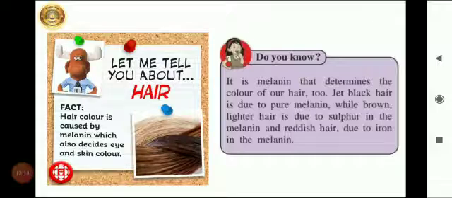Do you know it is melanin that determines the color of your hair? Not only the color of the skin but the color of hair is also determined by the melanin. Jet black hair is due to pure melanin. If the percentage is more, your hair is black, while brown or lighter hair is due to sulfur in melanin and reddish hair due to iron in melanin.